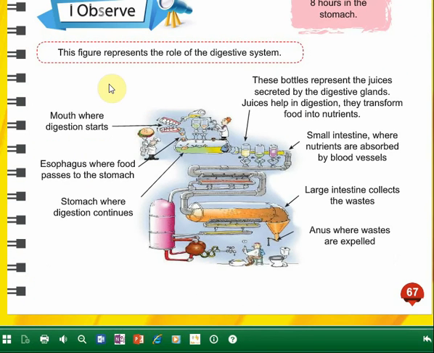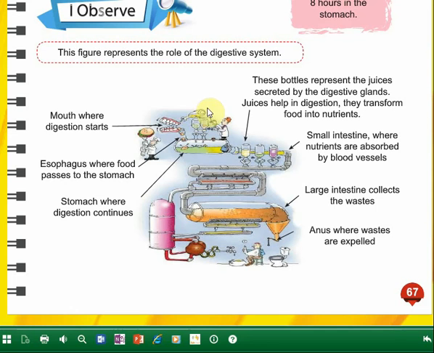Now I want you to observe this figure carefully. This figure represents the role of the digestive system. As we discussed previously, it represents the role of the digestive system. What is the role of the digestive system? This is the mouth, the mouth where digestion starts. Here we have the esophagus where food passes to the stomach. Esophagus, which is the taxi that will carry food from the mouth into the stomach.